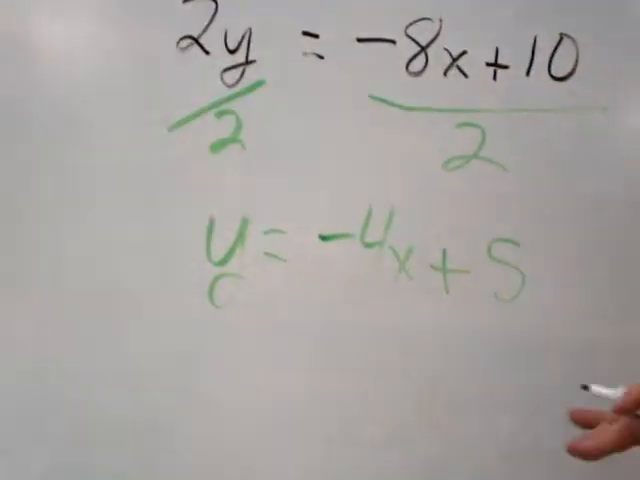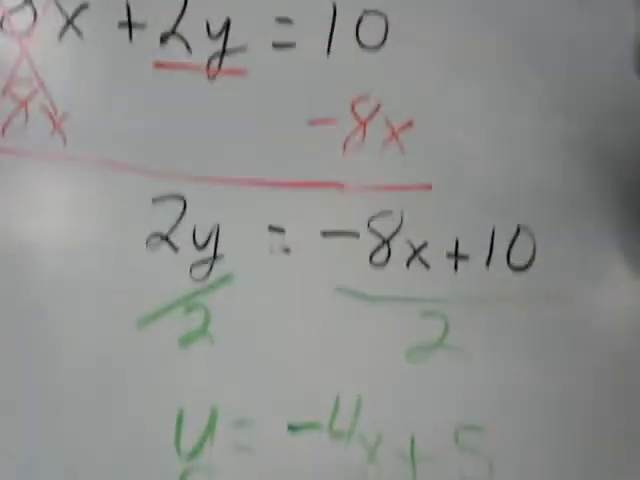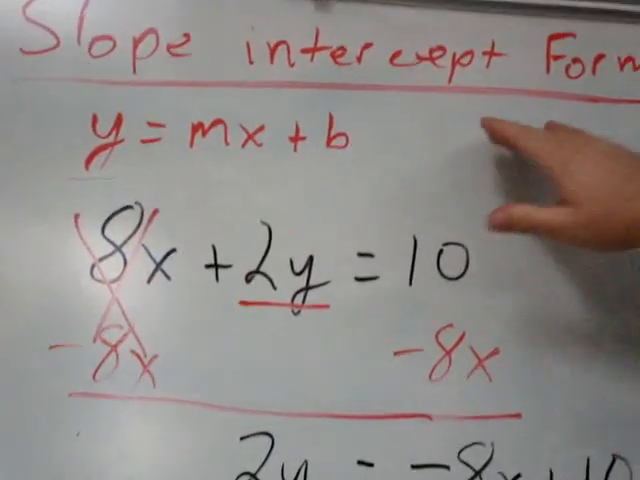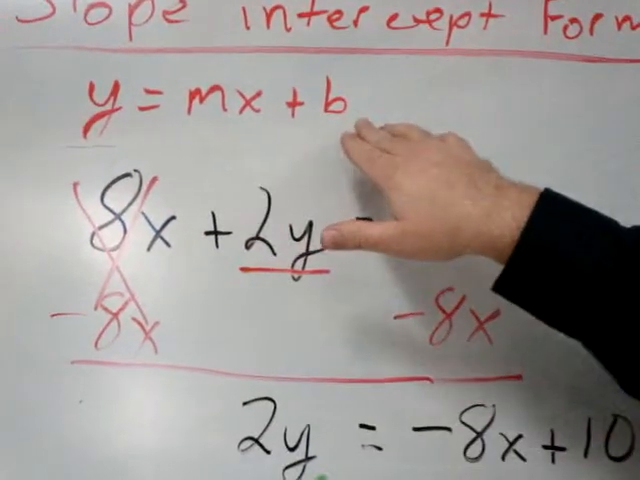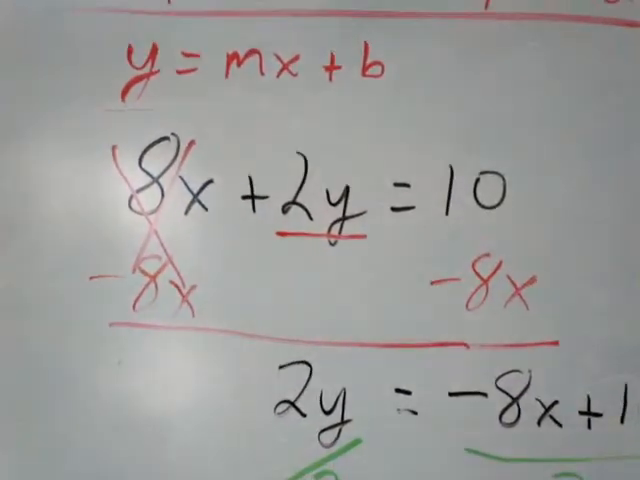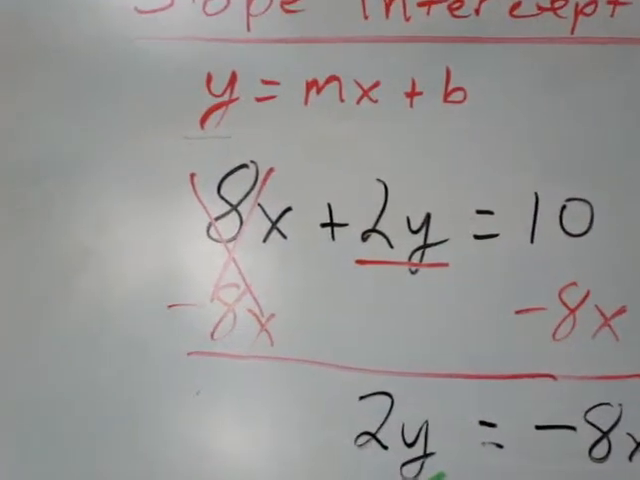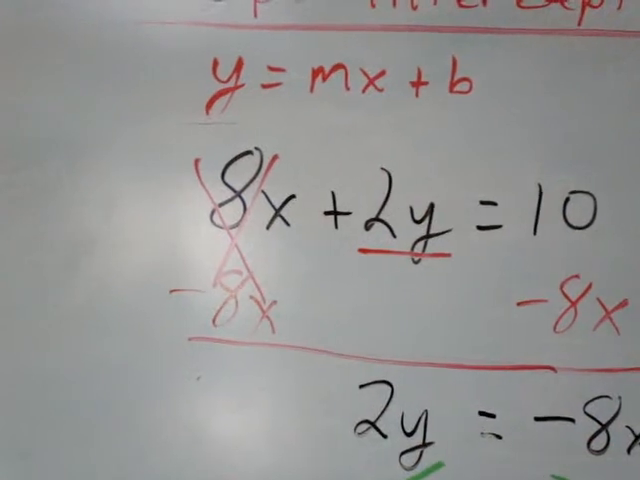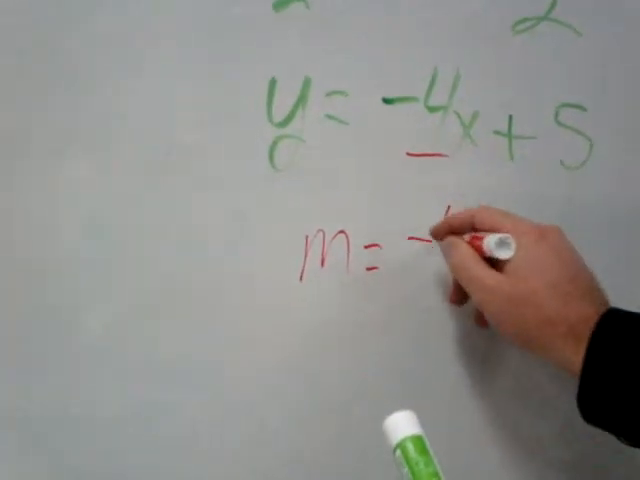Now I compare y equals negative 4x plus 5 and y equals mx plus b. It's in slope-intercept form, where the coefficient of x, m, is my slope, and this constant b is my y-intercept. So in this case, the slope is negative 4.